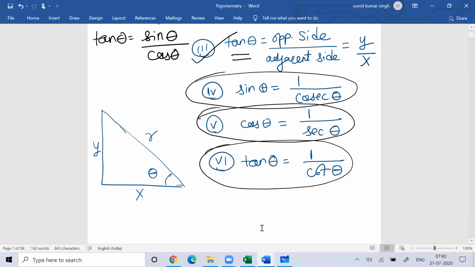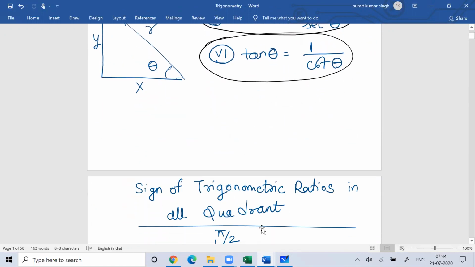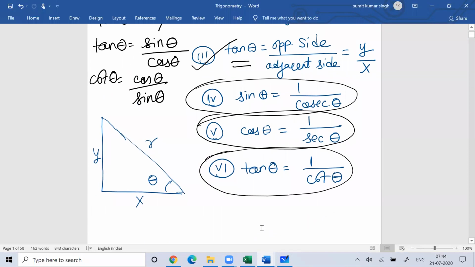So if tan theta is sine theta by cos theta, then cot theta will be equal to cos theta divided by sine theta, instead of sine theta divided by cos theta.